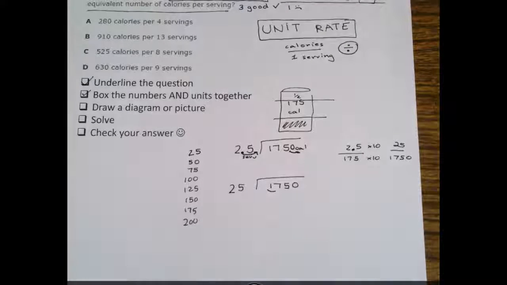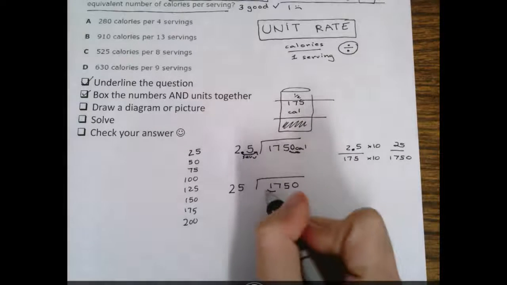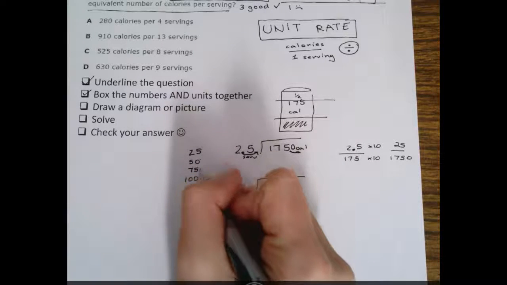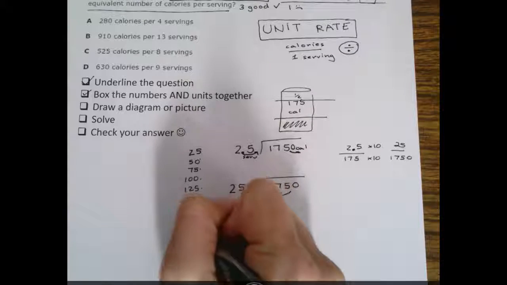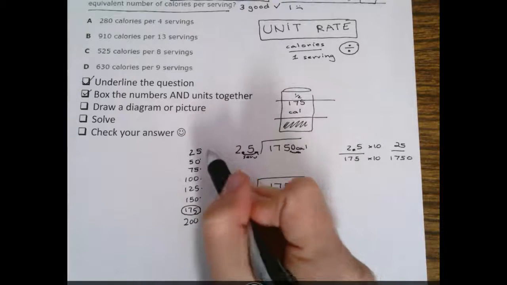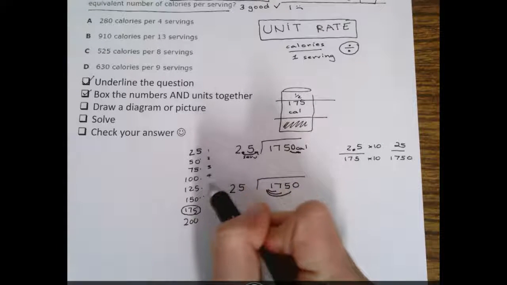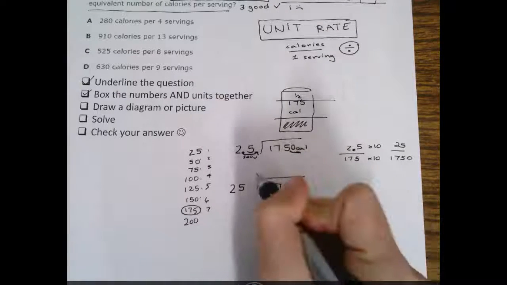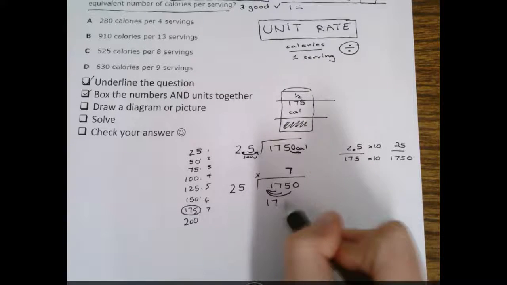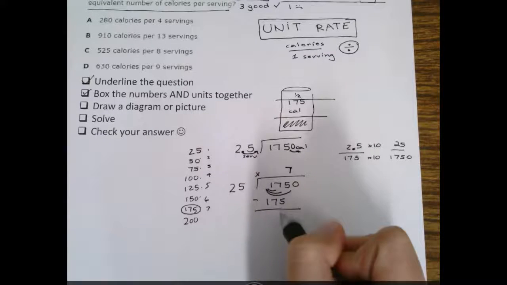So when I look at this, I can see 1 is too small for 25. 17 is too small, but I can use 175. 1, 2, 3, 4, 5, 6, 7. 175 is right here. So that's going to be 7 25s. So 25 times 7 is 175. I can subtract.